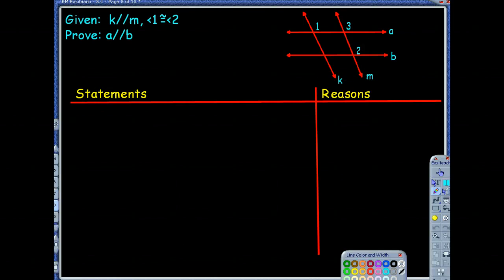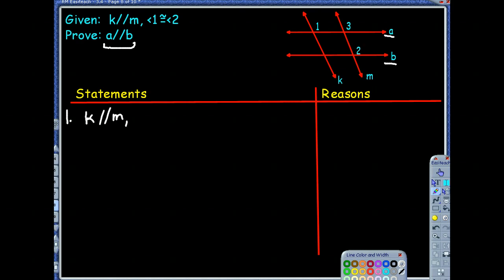So get your two columns set up. By this time, we've done a lot of proofs. We're getting better. But just one thing to keep in mind on all of these: notice where we're trying to go. We're trying to prove lines are parallel. So if we're trying to prove parallel, can we use that in our proof? Could I use A and B being parallel to say something from that? No.